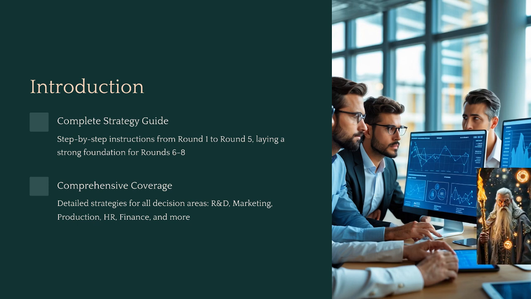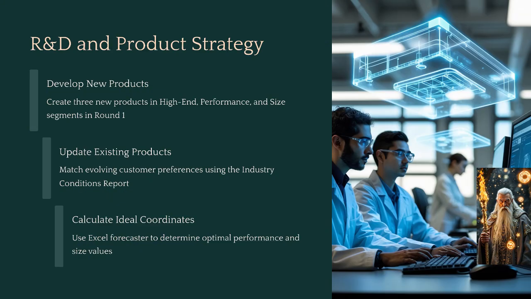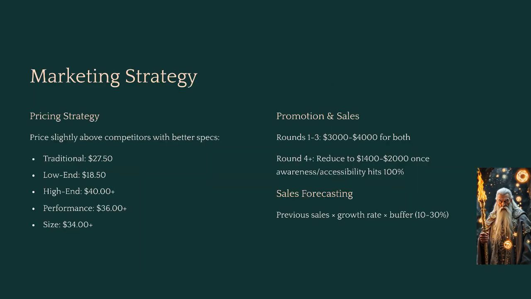HR and TQM strategy. Once you pass round 4, start unlocking the HR and TQM modules. Human resources: recruitment spend, max out at $5,000 for better workers. Training hours, start at 80 hours and increase to 100 plus later. The result: lower turnover, better productivity, lower labor costs.